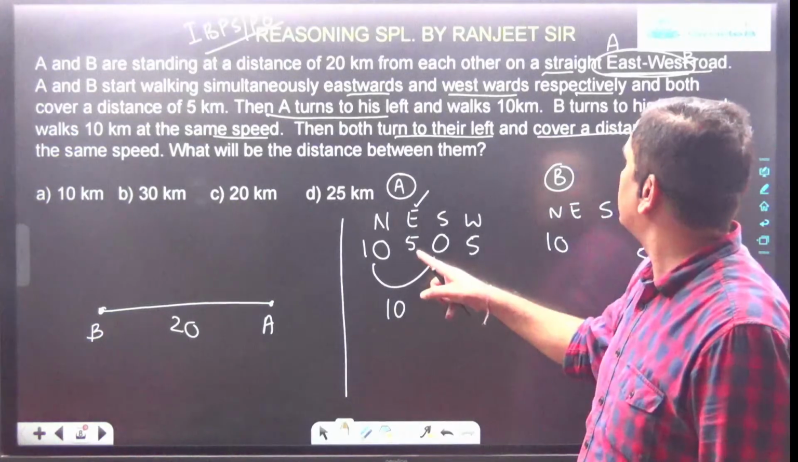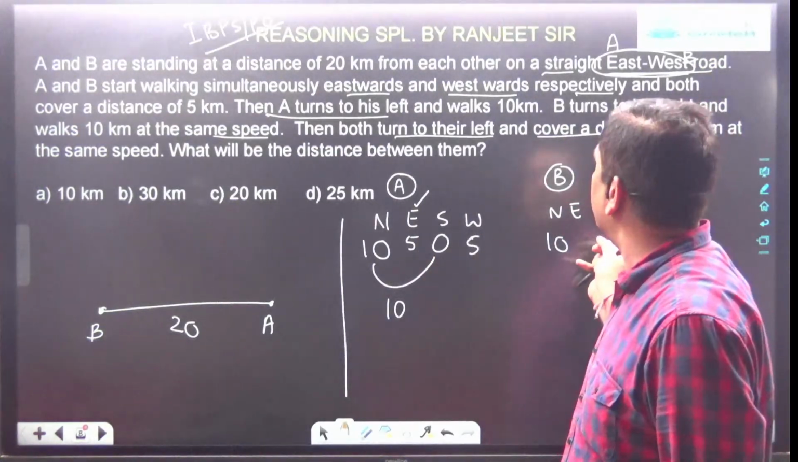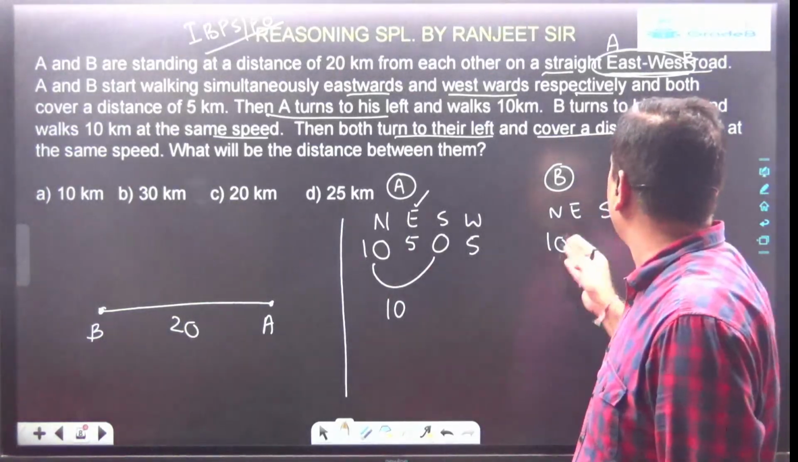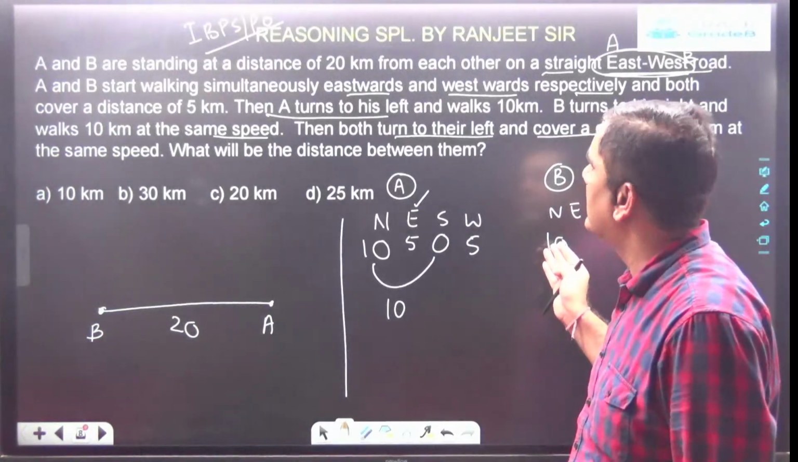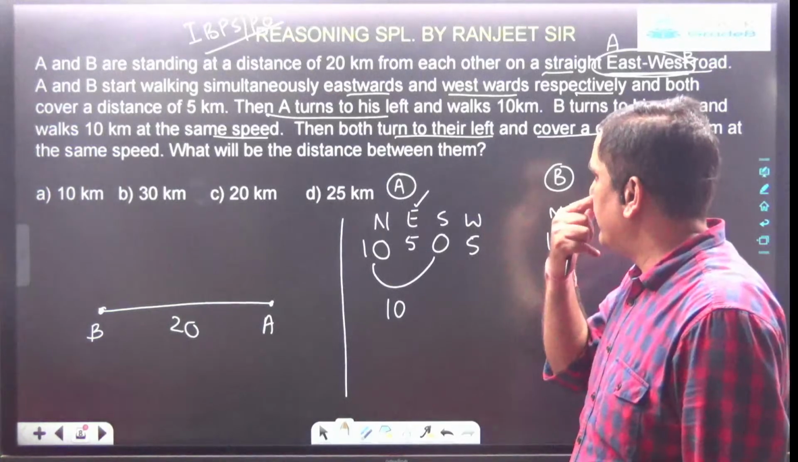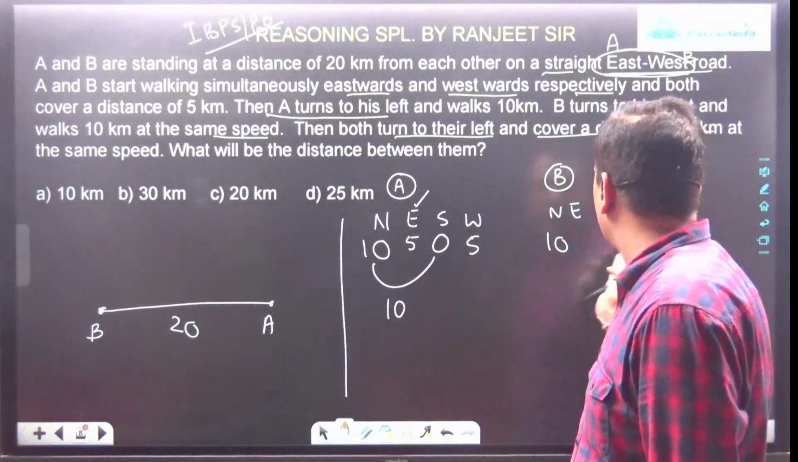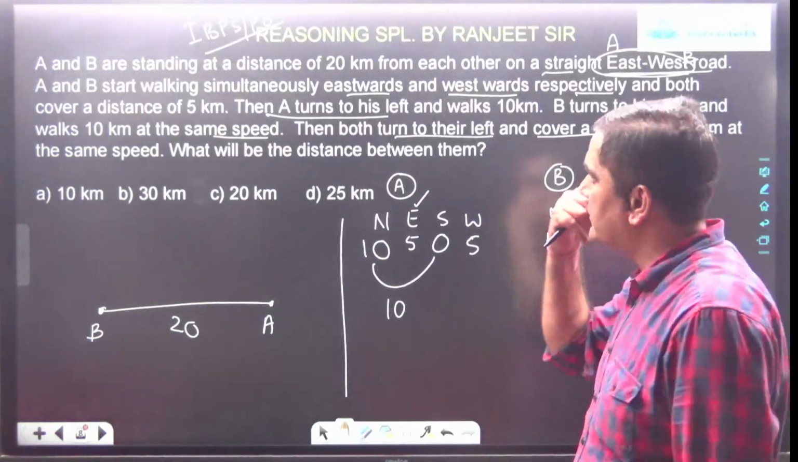A starts towards east and B starts from west. A turns to his left and walks for 10. B turns to his right and walks for 10. Then both turn to their left. This left will be over here. This left will be over here. And both cover a distance of 5 kilometers.